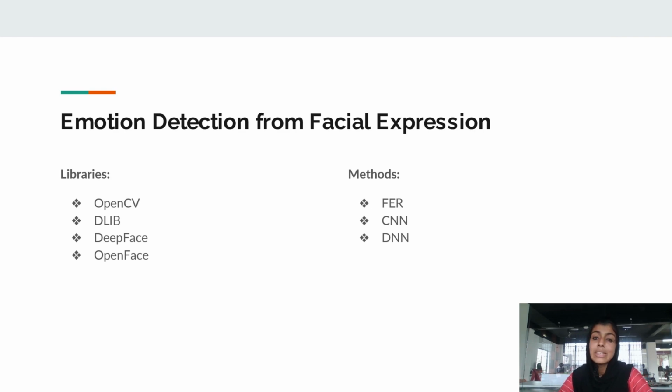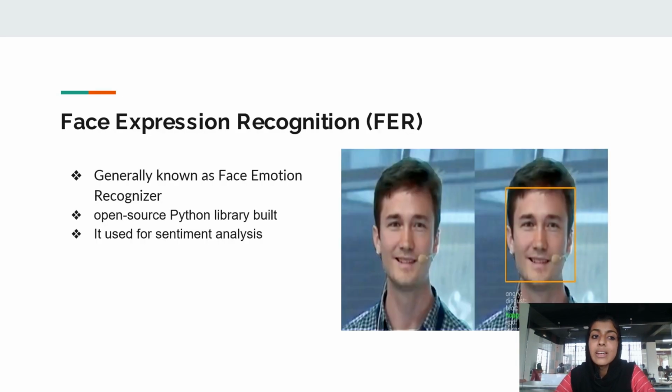Among those, one of the methods is FER, which I can discuss with you right now. FER is face expression recognition, or generally known as face emotion recognizer. When we detect faces, it produces a rectangular box and all the emotions with their percentages, and the maximum one is highlighted, as shown here. It is an open source Python library, mainly used for sentiment analysis. This is what FER is about.